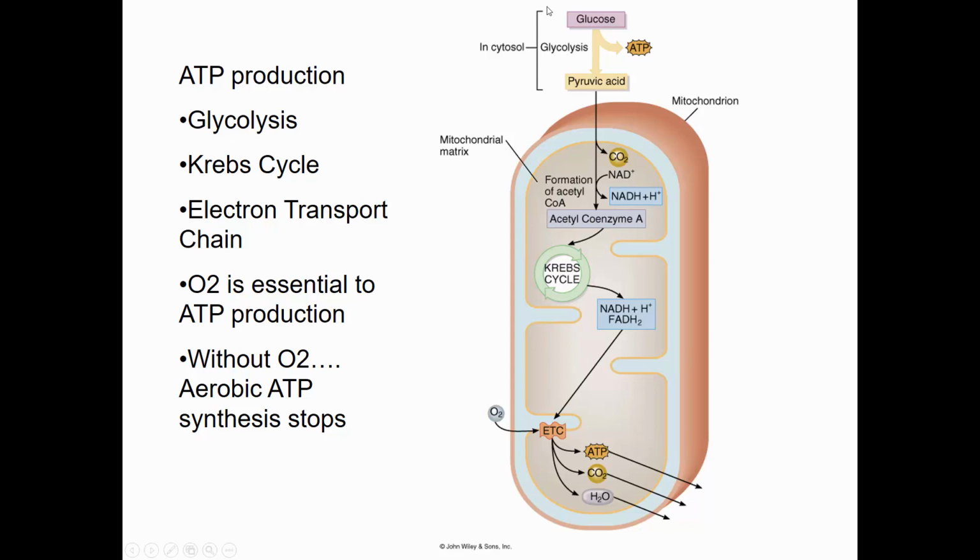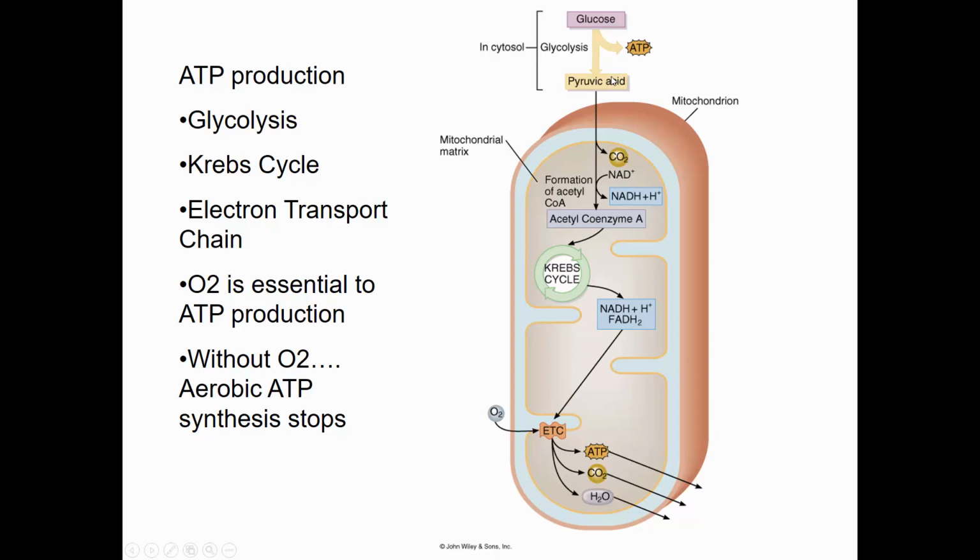So out in the cytoplasm, we start out with a glucose molecule. Glycolysis is simply a series of reactions that use ATP to destabilize glucose. Glucose is then cut in half. You have two pyruvic acid molecules and a little bit of ATP that's produced. So that's ATP production without oxygen.